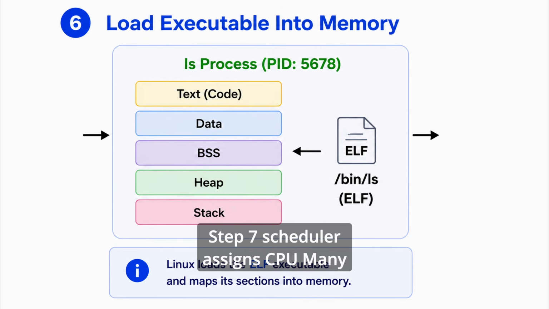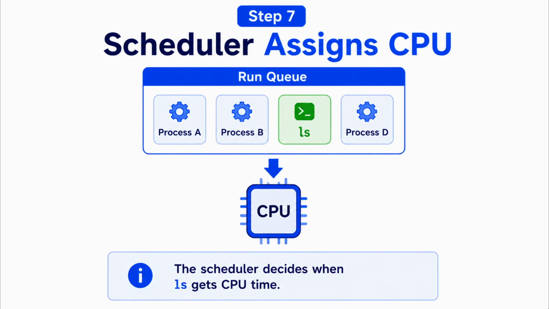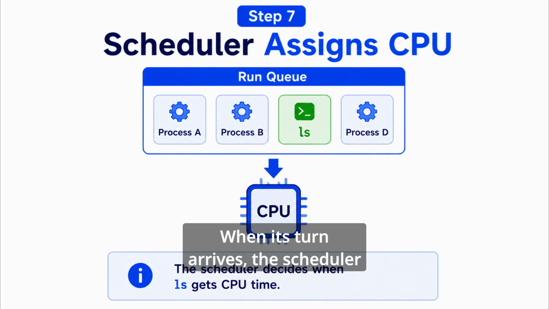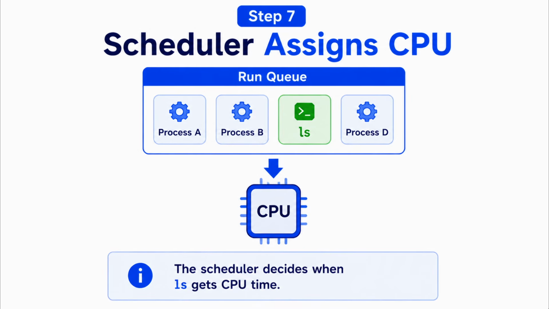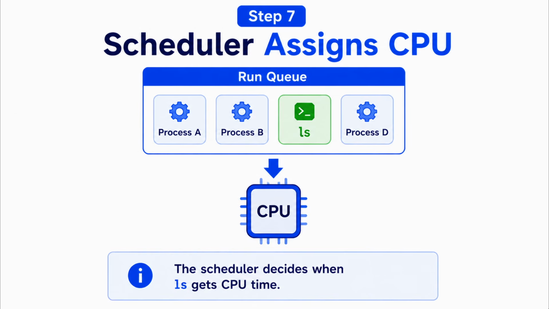Step 7. Scheduler assigns CPU. Many processes are running simultaneously. The Linux scheduler decides which process receives CPU time. The new ls process is placed into the run queue. When its turn arrives, the scheduler assigns CPU resources to it. The process can finally begin executing instructions.